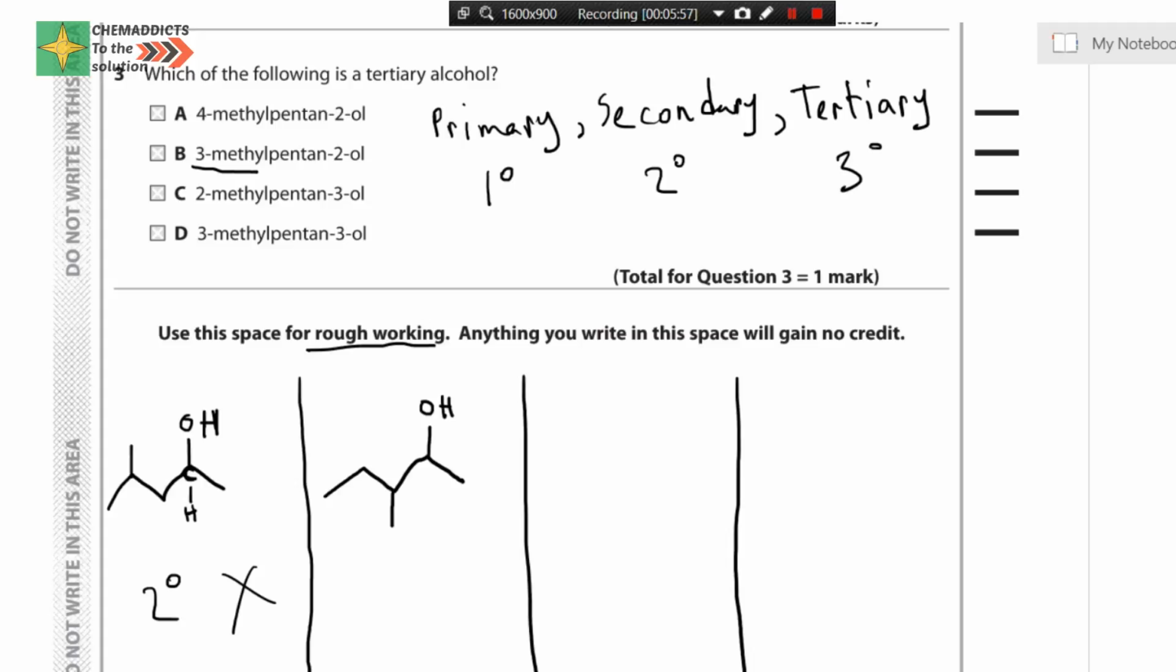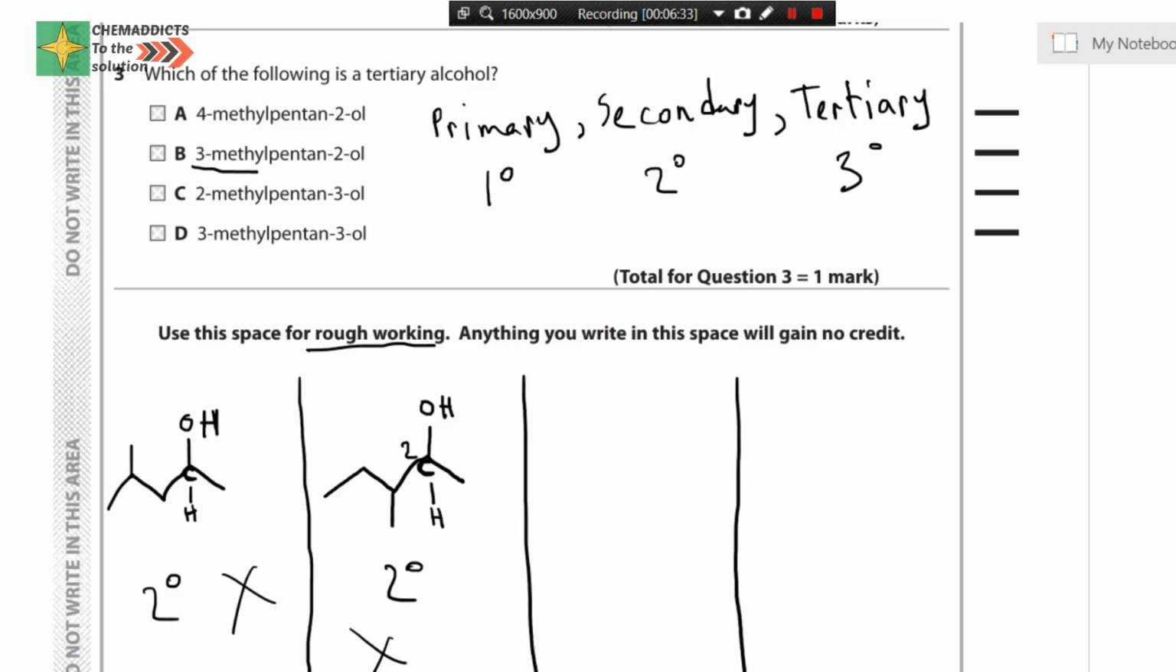Here the hydroxyl group is on the second carbon once again, so this gives us another hydrogen attached to this second carbon. Since the hydroxyl group and another hydrogen are attached to this second carbon, that makes it a 2-degree alcohol. This is also not the answer, wrong answer.